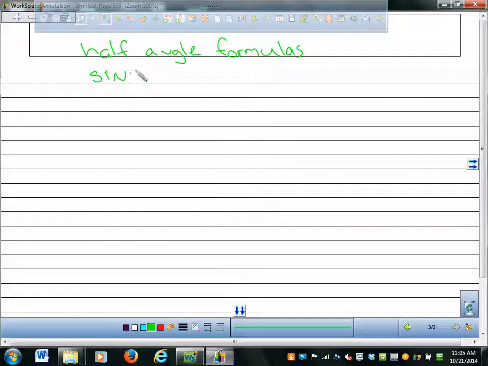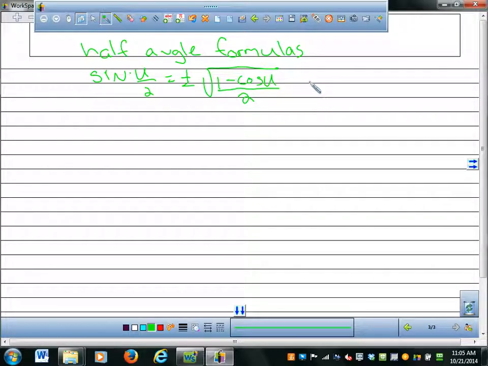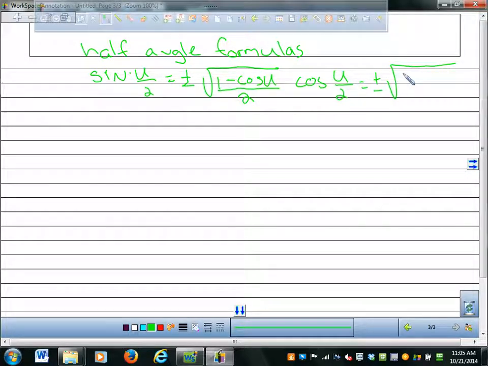The sine of u over 2 is equal to plus or minus the square root of 1 minus cosine u over 2. Okay? And these are derived from using the double angle formulas. Okay? And the cosine of u over 2 is very similar. It's equal to plus or minus the square root of 1 plus cosine u over 2.